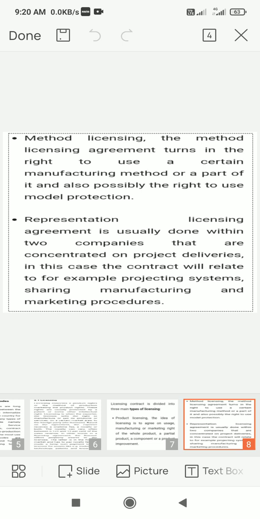Next one is called representational licensing. So it's also an agreement between the two companies that they are concentrated on the project deliveries. Like here, given some examples, you have seen, for example, projecting system, sharing manufacturing and marketing procedure. So whatever marketing procedure you have used, they can also use. Sharing manufacturing: whatever you manufacture, you can share with them. Okay, your projecting system you can share with them. So in this way, by this representational licensing agreement, you can enter another country, which means you can enter international business.